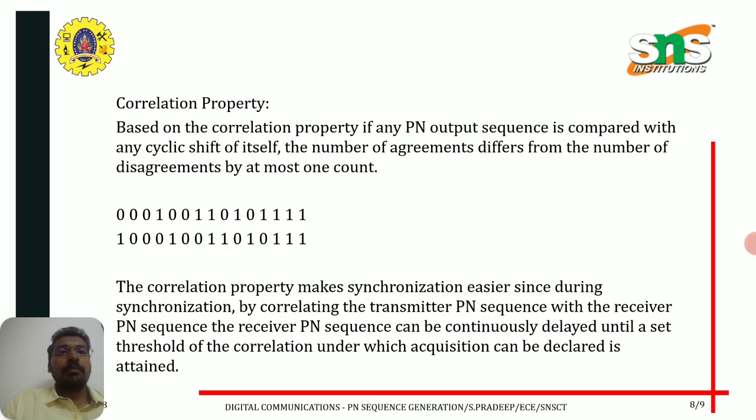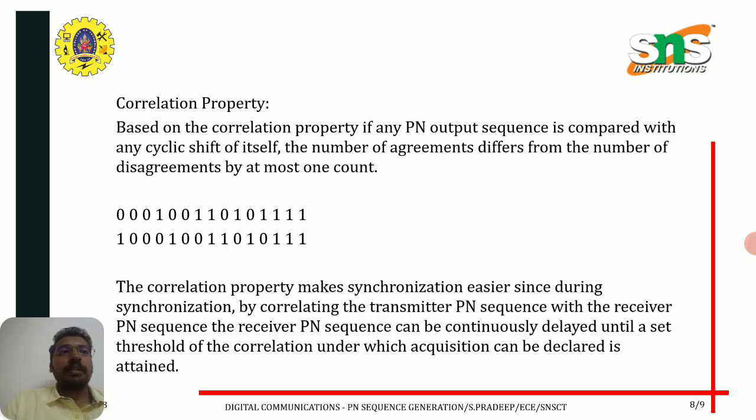The correlation property makes synchronization easier, since during synchronization, by correlating the transmitter PN sequence with the receiver PN sequence, the receiver PN sequence can be continuously delayed until a set threshold of the correlation under which acquisition can be declared is attained. The generated PN sequence is used in spread spectrum communication.